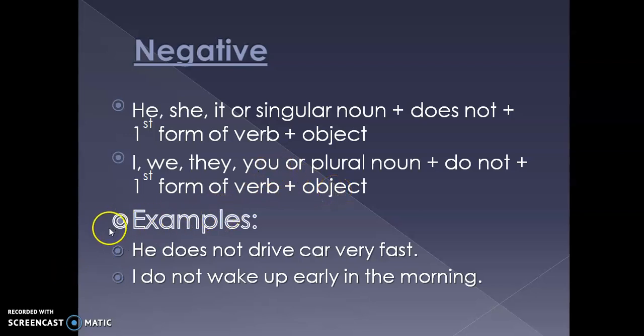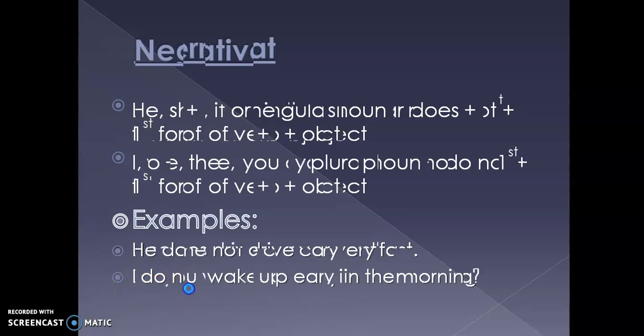Let's learn examples. He does not drive car very fast. He does not. We never use he do not. Number 2. I do not wake up early in the morning. Now remember, with he, she, it or singular noun, we use does not. With I, we, they, you, we use do not.